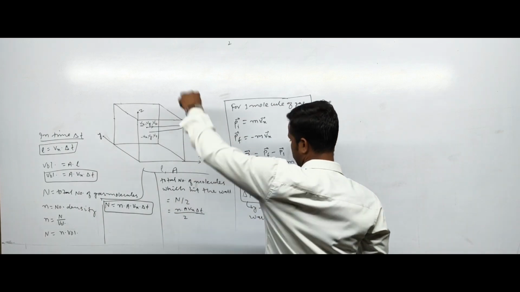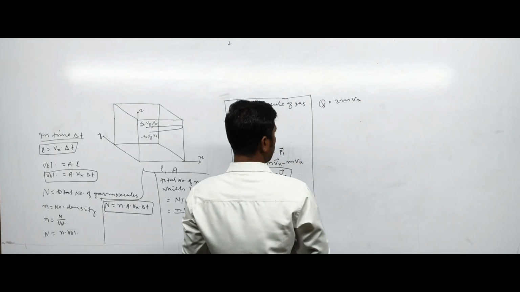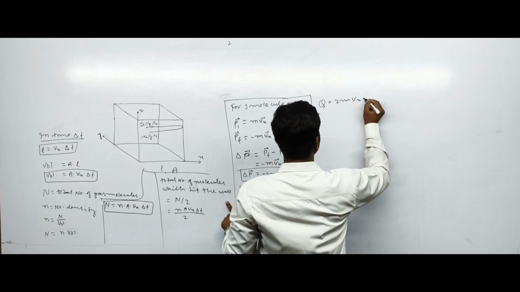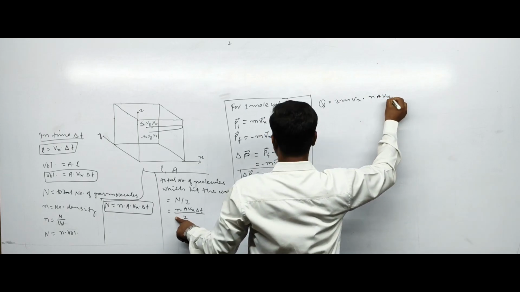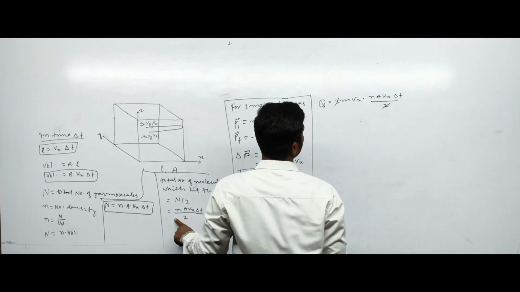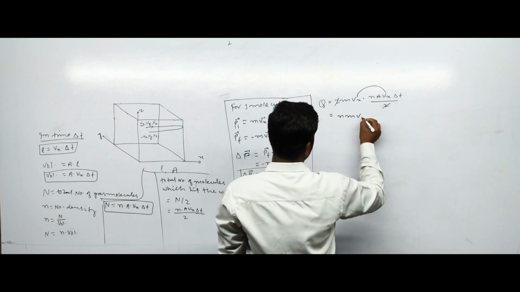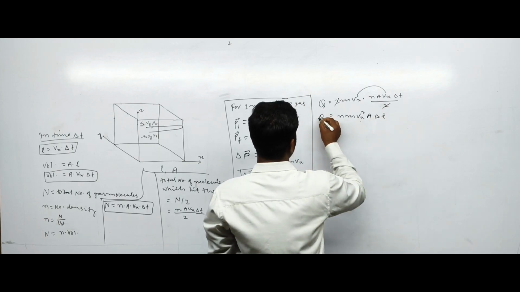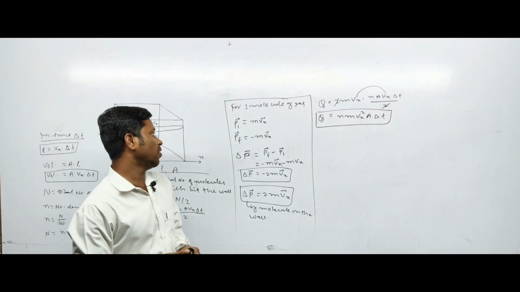So we have 2 m v x for the momentum change of one molecule, and the total number of molecules, that is n, small n, A v x del t upon 2. To cancel out 2, we have n m v x square A del t. This is the total momentum transfer of molecules which hit the wall of the container.